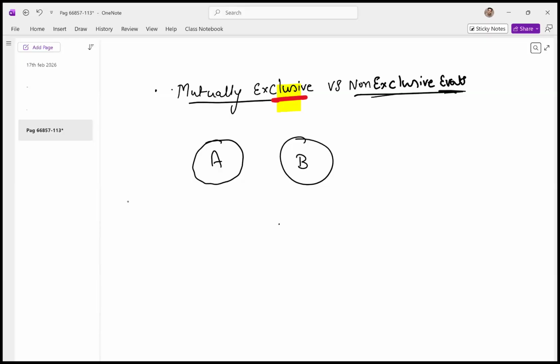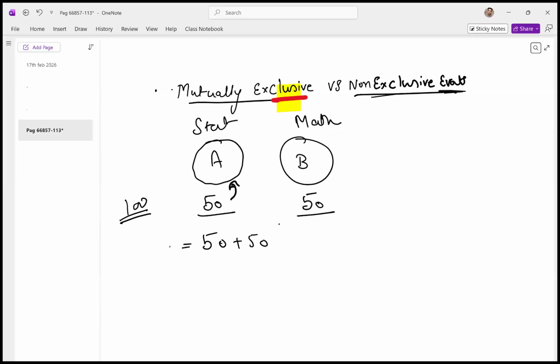in a school, 100 students have enrolled, and 50 of them are studying stat. Let's say A is stat and B is math. And 50 students are enrolled in the math course. So, there's nothing common between them. So, 50 plus 50, the total number of students is 100. So, that's called a mutually exclusive event.